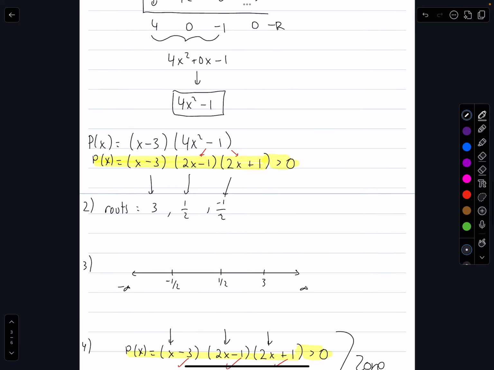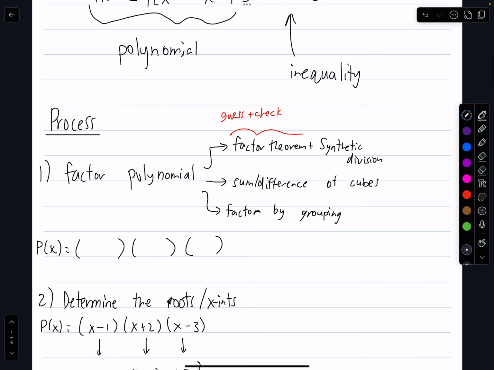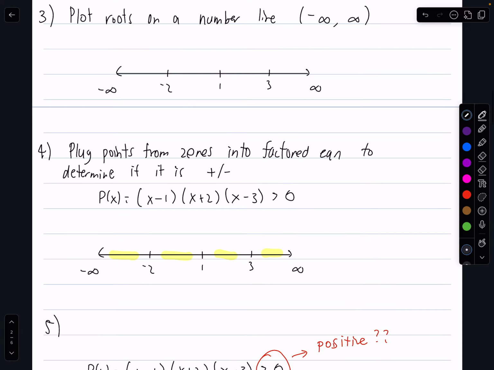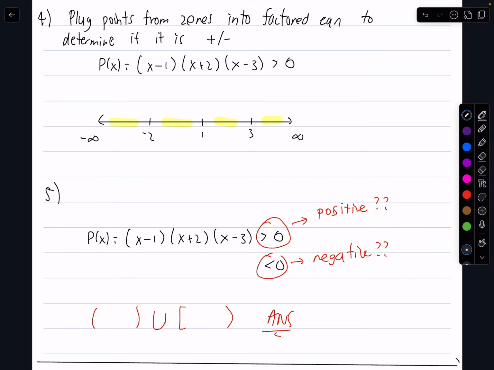So there you have it, guys. I hope this lesson really shaped a lot of your understanding when it comes to these things. The steps you want to follow, first you got to factor the polynomial. I would say 90% of the time you're going to get factor theorem and a synthetic division, so make sure your guessing and checking is on point. Then determine the roots, put it on a number line, plug the roots into the zones to do the zone analysis, and then double check with the question. Is this asking for where is this positive or where is this negative? And you know that by looking at the greater than or equal to sign or the less than or equal to sign to determine that.